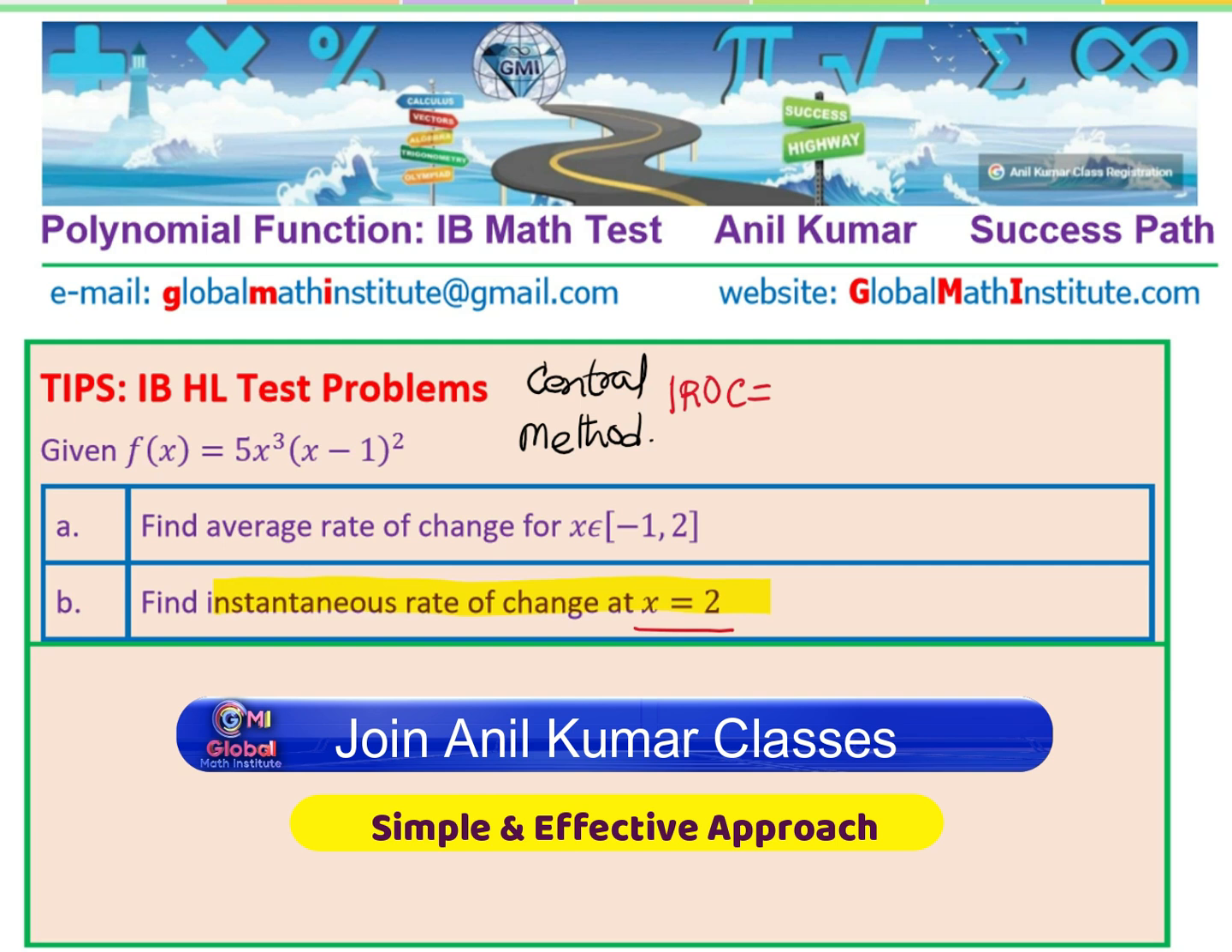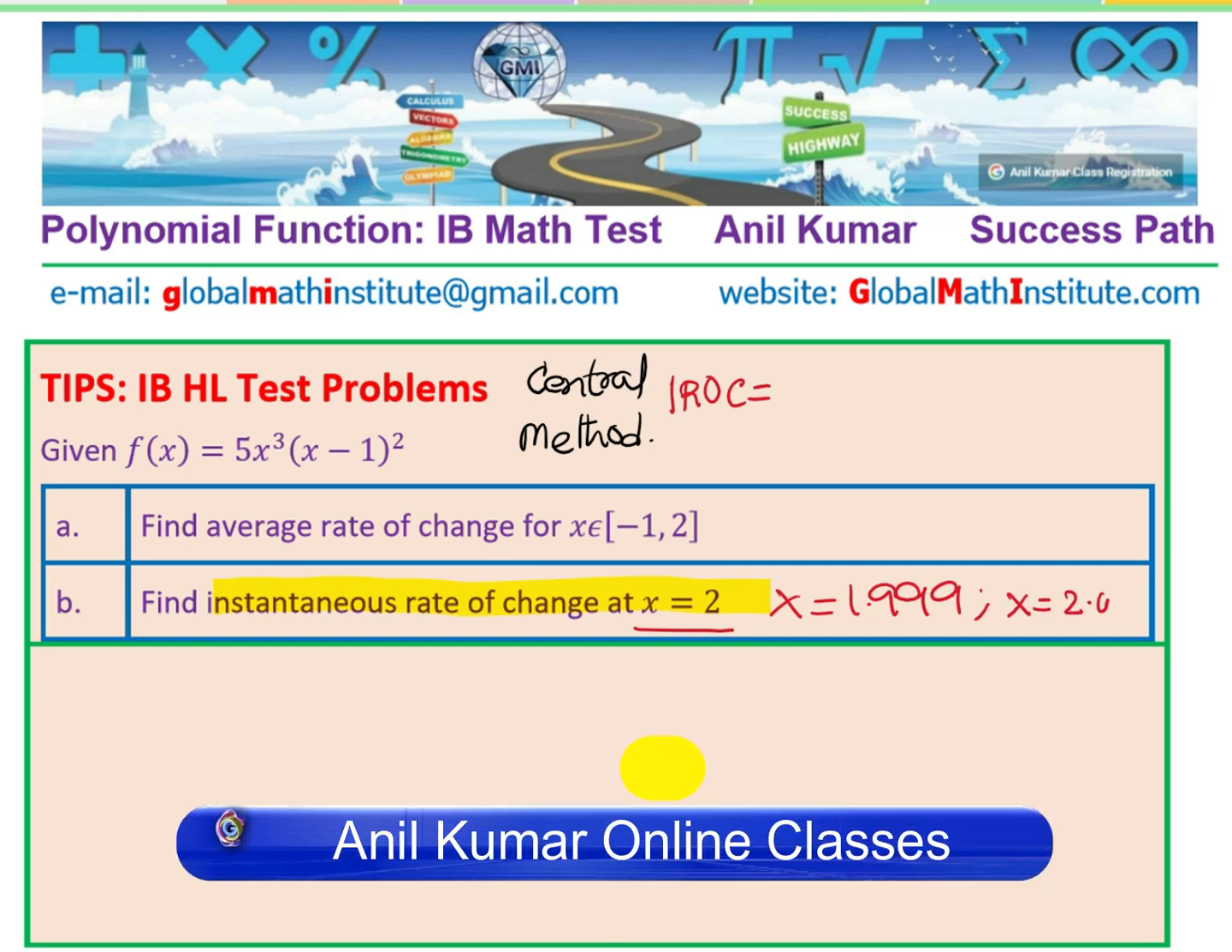X value being equal to, let's say, 1.999. So this will be on the left side, right? And x equals 2.001 will be the same distance on the right-hand side. So that will give us the instantaneous rate of change. They're very close, so it is always an estimate, right?